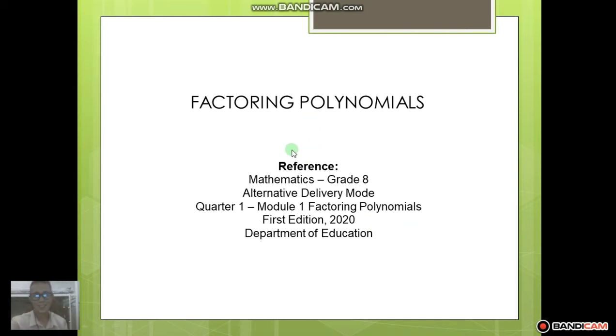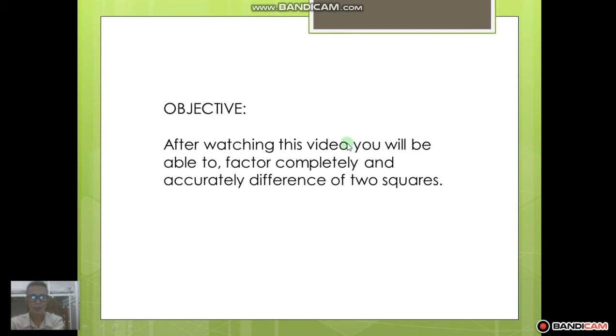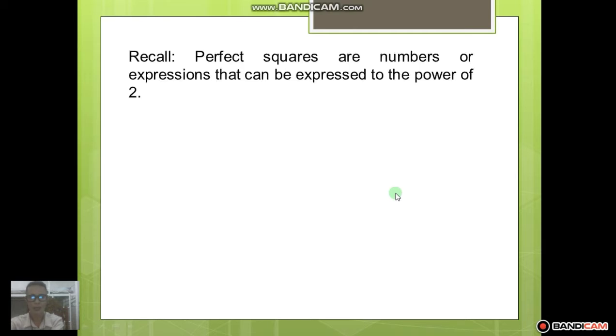Hi guys, in this video we are going to discuss factoring polynomials. Let us just focus on lesson 2. Lesson 2 is all about factoring difference of two squares. Of course, we have our objective. After watching this video, you will be able to factor completely and accurately difference of two squares.